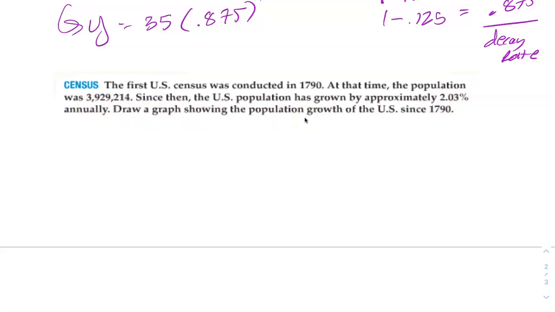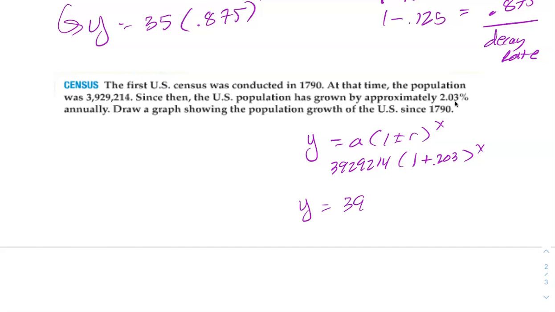So first, I want to write an equation. We'll do the plus and minus r one, it's a little easier. So what's my initial value? This 3.9 million. Then 1, now are we adding or subtracting? We're growing by 2.03%, so it's 1 plus 0.0203. We're going to make it a decimal, not a percent. So my equation is going to be this. Like that. So how would I graph it?